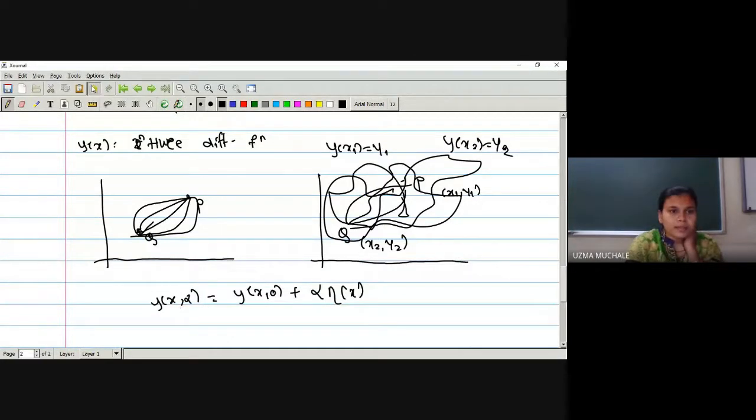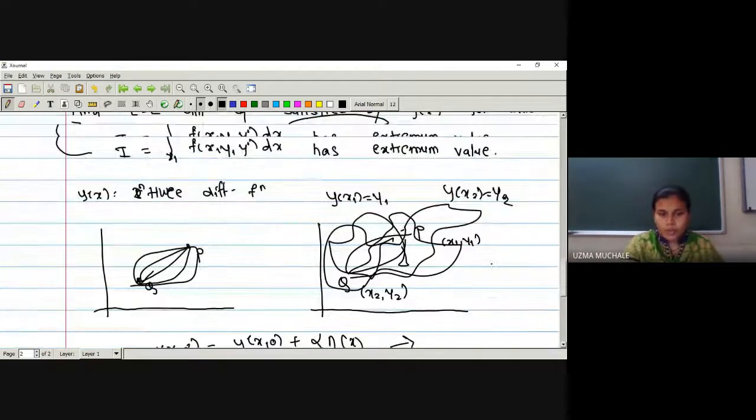Actually, just now you told me that there are infinitely many ways to reach from point P to Q, and out of which we are going to select the straight line. Why? Because this will have the smallest distance. The shortest distance between any two points in the plane is a straight line. This is also one theorem in our syllabus, that the shortest distance between any two points is a straight line, that we have to prove. So here also there are infinitely many ways. Out of infinitely many ways we have to select the smallest one, right? So all those infinitely many ways we have written in one equation: y of x alpha is equal to y of x0 plus alpha times eta of x, right?